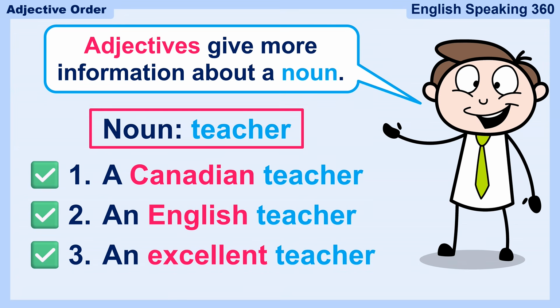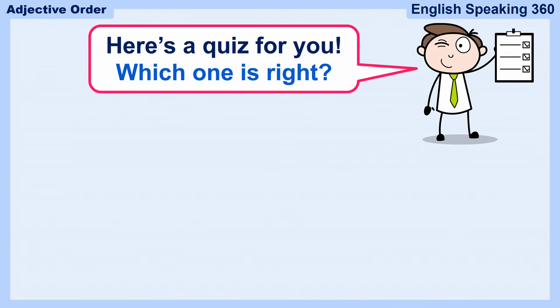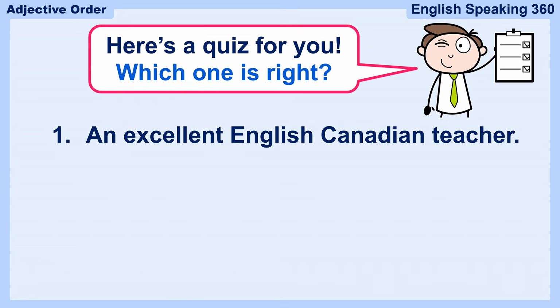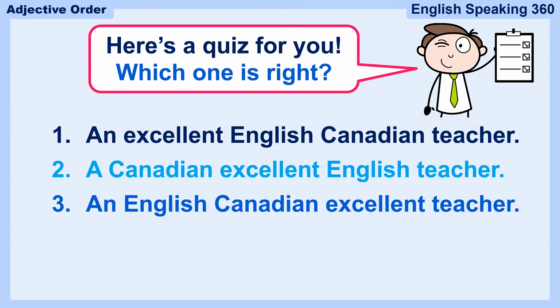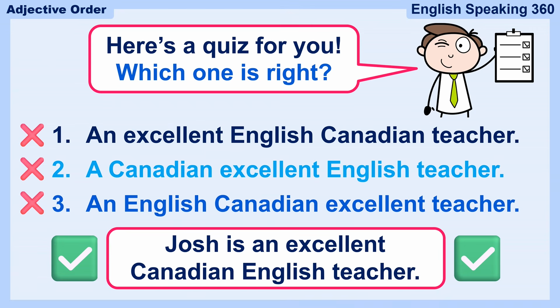But what if you want to put Canadian, English, and excellent all together in one sentence while describing the teacher? What would you do? Here's a quiz for you. Which one is right? An excellent English Canadian teacher, a Canadian excellent English teacher, an English Canadian excellent teacher. Which one is right? The first one is wrong. The second one is also wrong, so the third one is not correct either. The correct sentence would be, Josh is an excellent Canadian English teacher.